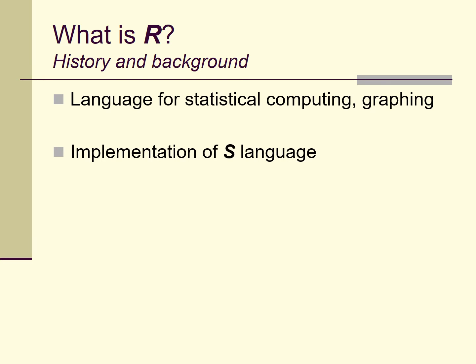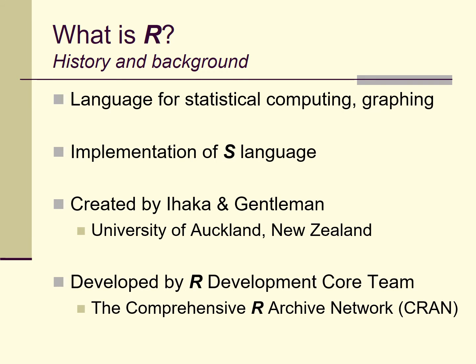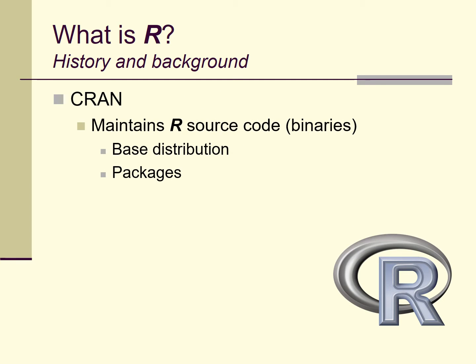It's actually an implementation of a different language called S, and it was created by researchers originally at the University of Auckland in New Zealand. Currently, R is developed and maintained and kind of curated by a large team of people called the Comprehensive R Archive Network, or CRAN. CRAN is the place where you would go if you wanted to get a copy of R or get a copy of the various packages that R uses.